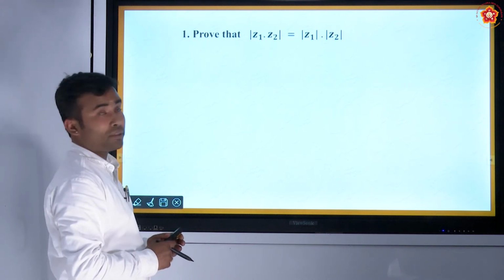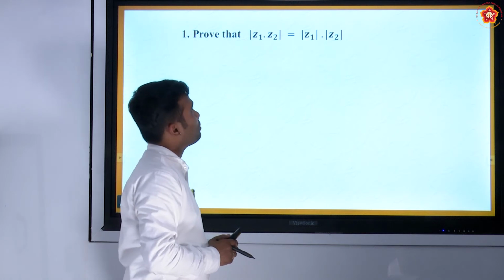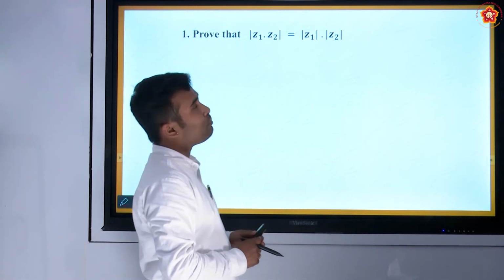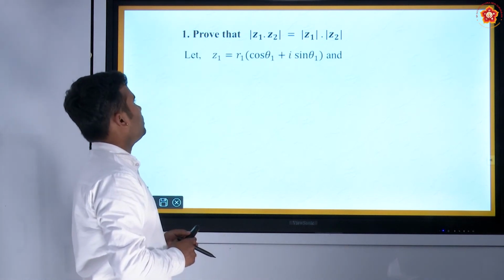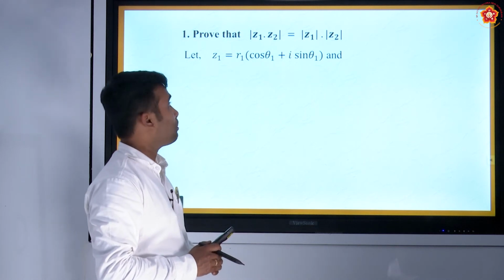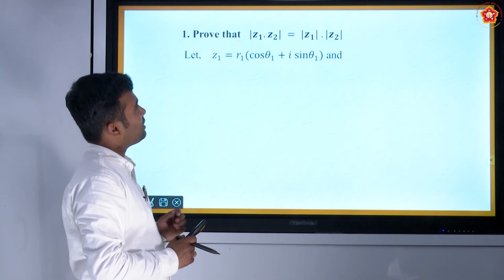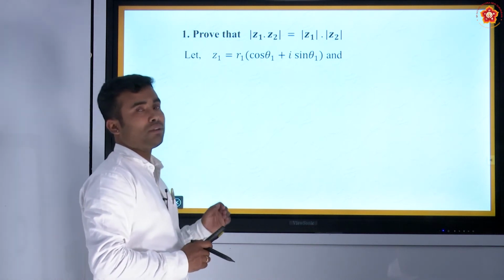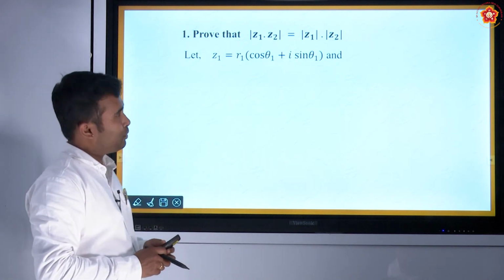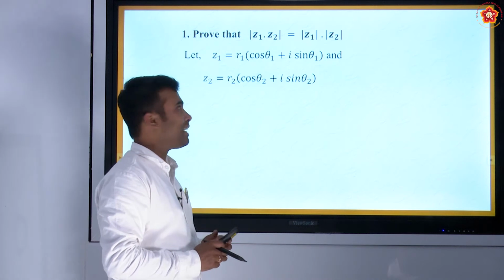Next we have to prove one property here, that is modulus of z1 into z2 is equal to modulus of z1 into modulus of z2. See, any complex number can be represented in the polar form, in polar coordinates, so I have chosen that z1 as r1 of cos theta 1 plus i sin theta 1, and another complex number z2 can also be written as r2 of cos theta 2 plus i sin theta 2.